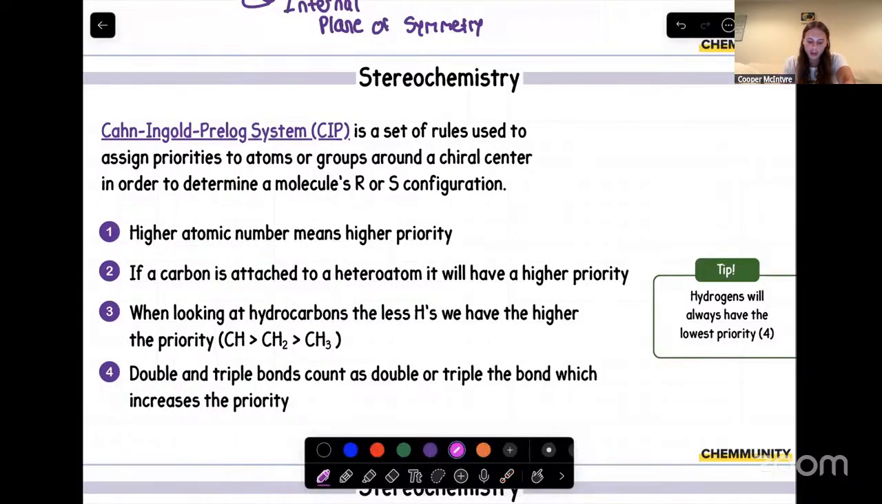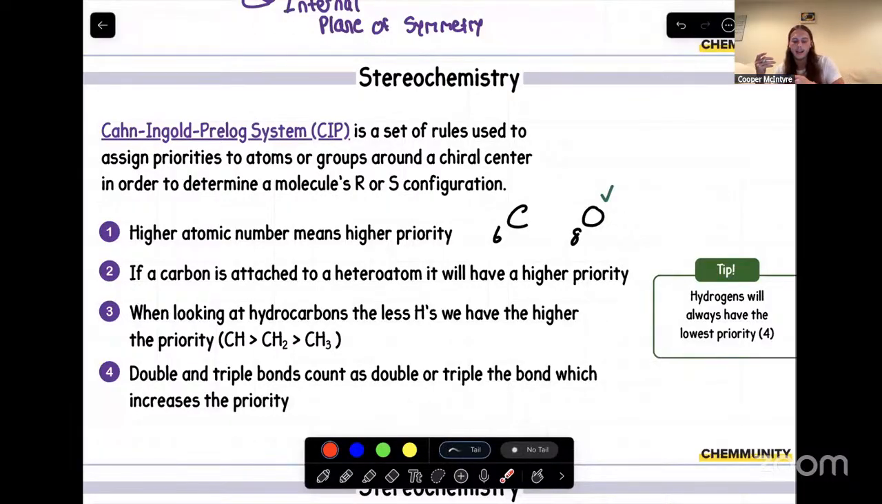So just say if we're comparing a carbon versus an oxygen, the atomic number just showcases yet again the number of protons we have. So carbon has 6 protons, and then the atomic number of oxygen is 8. And since the atomic number of oxygen is higher, that means it'll have a higher priority. So that's kind of like the main thing we use to help assess priorities. But going into our next one, just say if a carbon is attached to a heteroatom, whether it's an oxygen, bromine, chlorine, iodine, whatever it may be, those will have a higher priority.